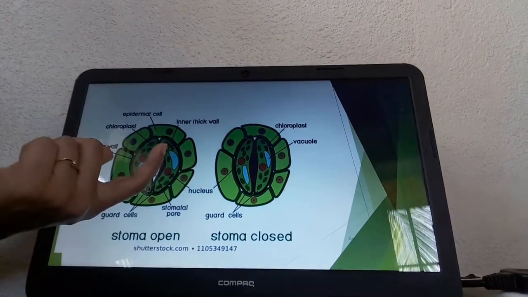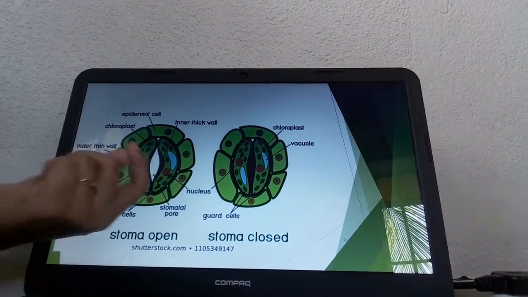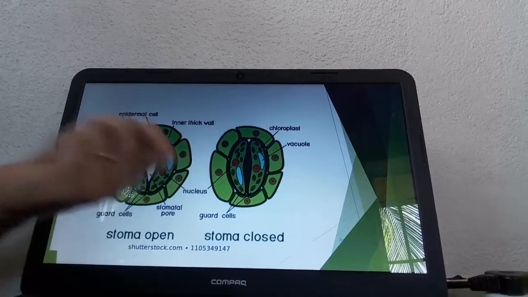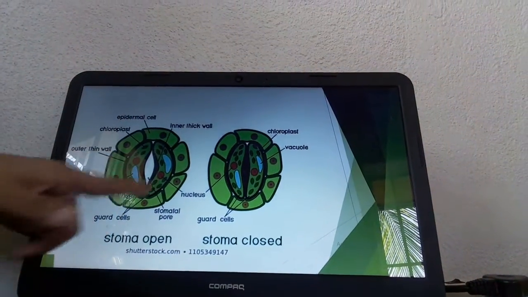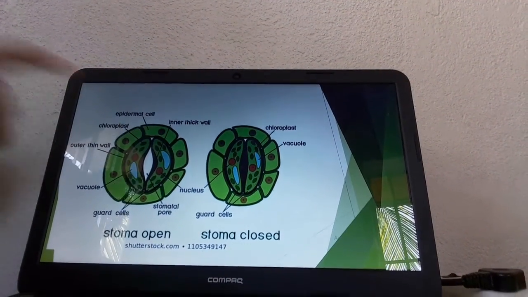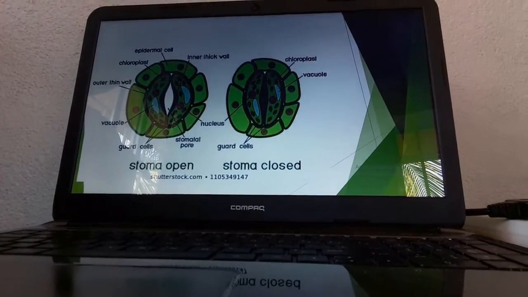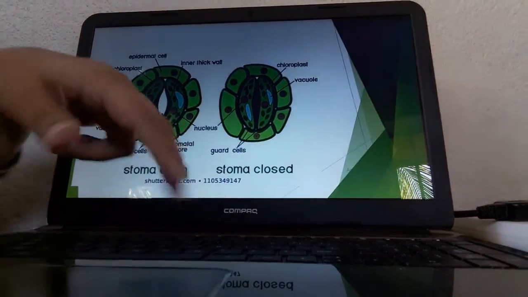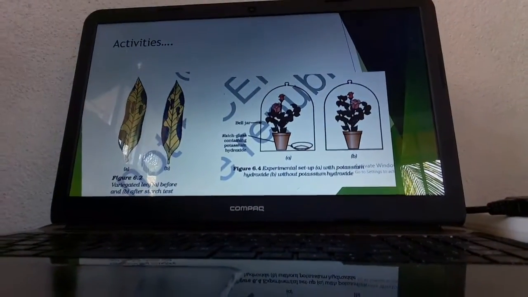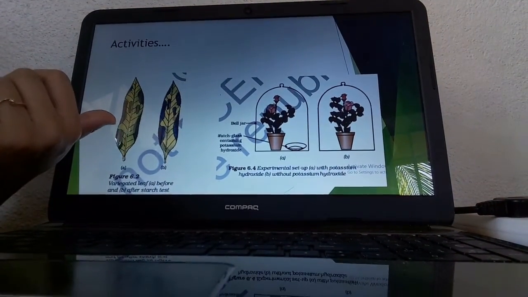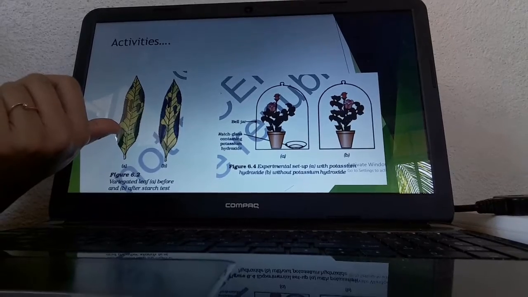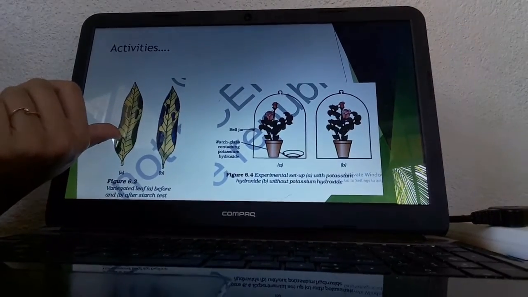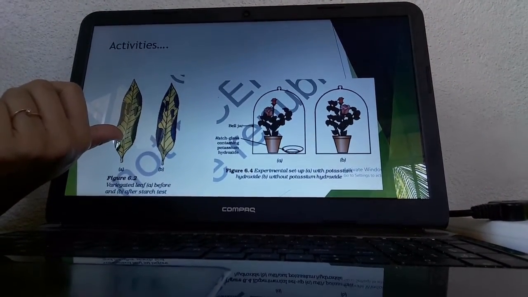When turgid, it opens, this elastic wall going to be opened. These are the closed ones. These are the particular cells which are the helper cells. Okay, epidermal cells are there. Subsidiary cells. Stomata open, this is stomata closed. Two activities.